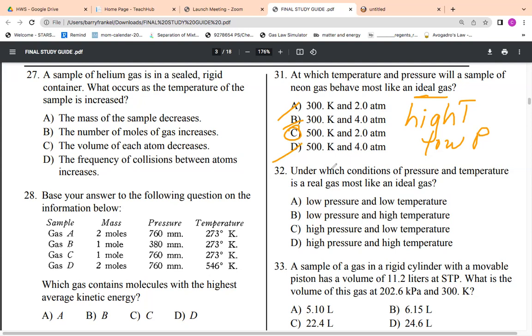All right, and we literally just said this. So under which conditions of pressure and temperature is a real gas most like an ideal gas? Again, high temperature and low pressure. So we're looking for high temperature. That's right here or right here. So I know I can get rid of A and C. And then I also want low pressure. So I'm going to go with choice B. Alrighty.